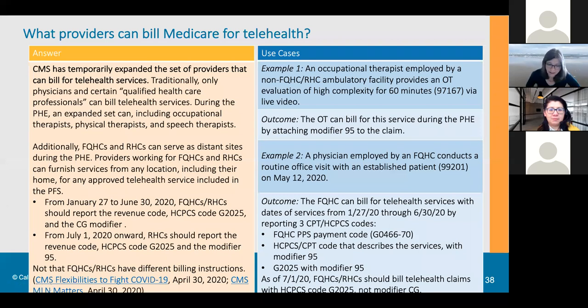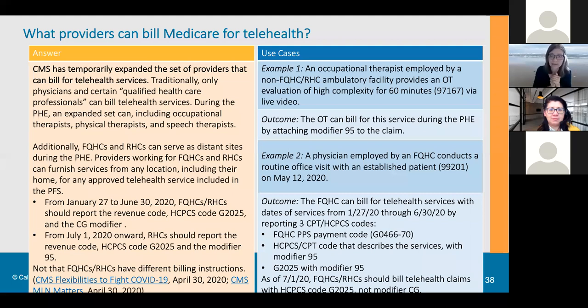What providers? This took up a lot of time at my facility as well, and thank goodness CMS ended that discussion by saying that PTs, OTs, and SLPs are now eligible providers during the PHE. Occupational therapist employed by a non-FQHC or HC ambulatory facility, meaning there's a direct contractual relationship between this, let's see, OT can bill. There's not a contractual relationship between a provider and the OT. So the OT bills out as they normally would, 97167 via live video. Put a modifier 95 on the CPT code on the UB04 and send it in usual places of service for the clinic visit. I think that's Rev code 250.